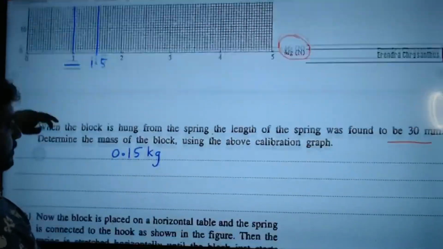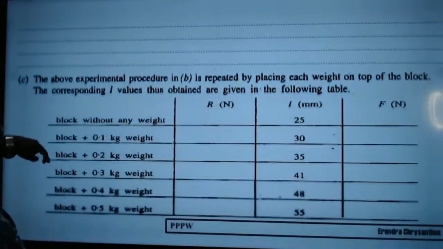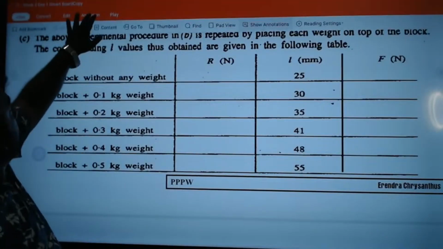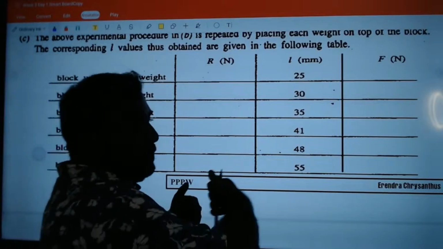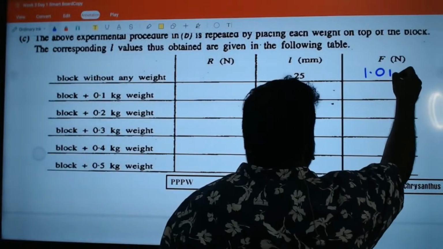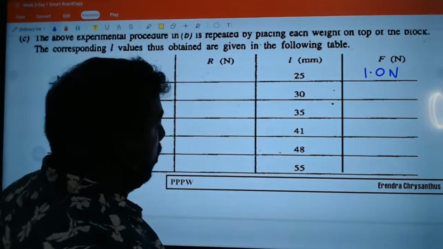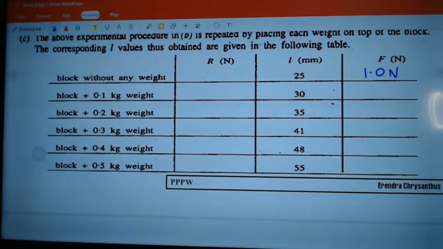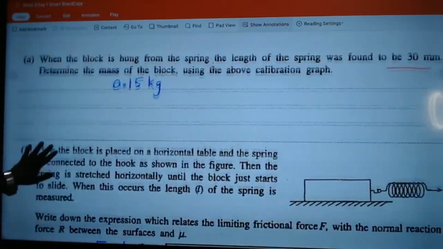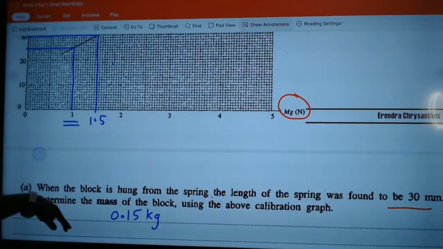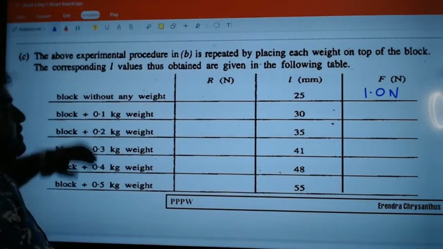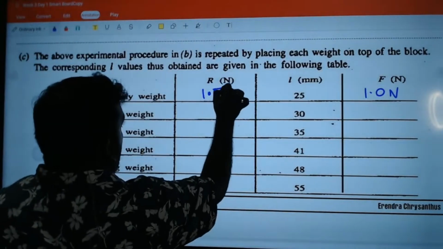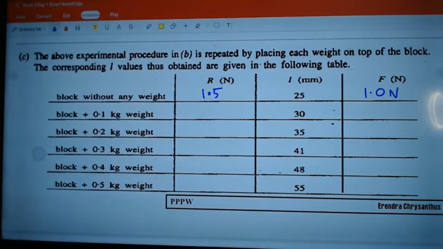So go back. Right. So what is your limiting friction force? Well, the pulling force is going to be 1 Newton. What is your normal reaction? Block with only weight. So what's the weight of the block? 0.15. What is your normal reaction? 1.5 Newton. Right.